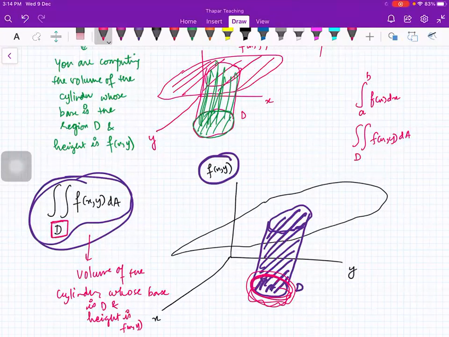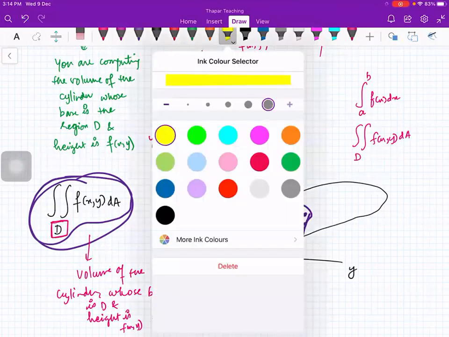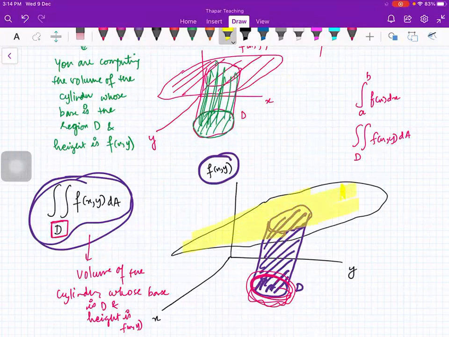Beta, you see, you have a surface f(x,y). This is your surface f(x,y), right? And you are integrating over the region D. This is your region D. So what you are doing actually, you are multiplying a small region here with this height. And this you are doing for everything. Small region here, multiply with height. Small region here, multiply with height. Small region here, multiply with height. So what you are getting actually is this volume here. That is what I am saying, that physically this quantity tells you the volume of this cylinder.